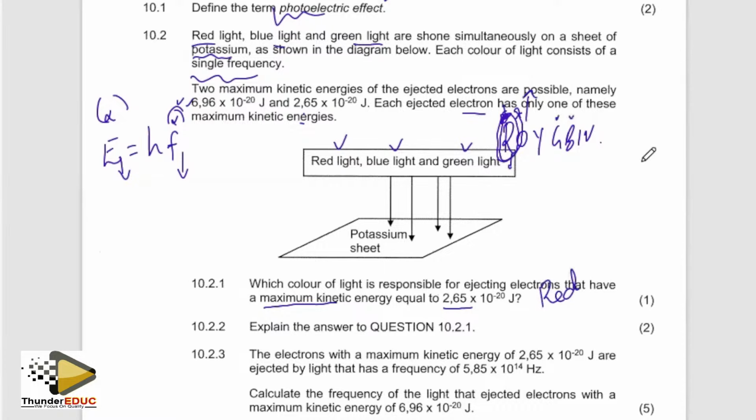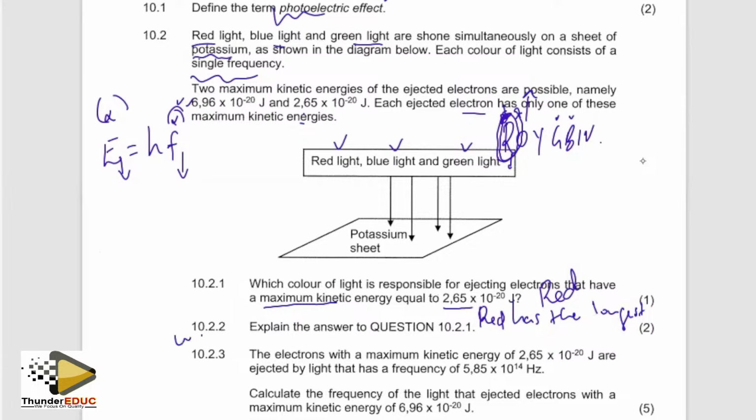All right, then 10.2.2, explain the answer in 10.2.1. So what we're saying is that red has the longest wavelength.